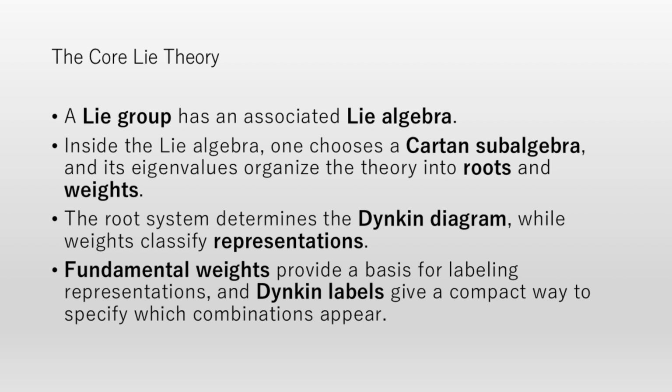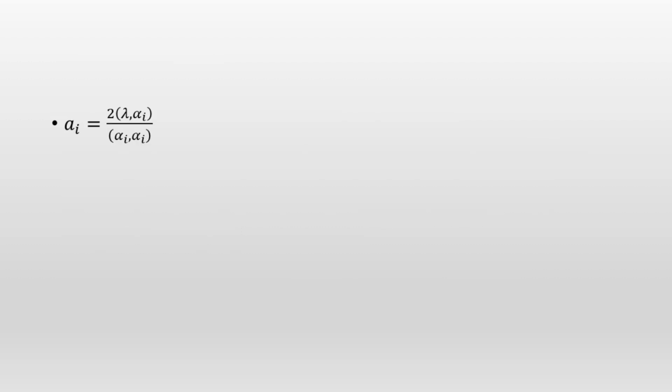At this point, one naturally asks, how do weights actually classify representations? The key idea is that every irreducible representation has a highest weight, usually denoted by lambda. Dynkin labels are obtained by comparing this highest weight with the simple roots, alpha, through an inner product. The numbers, a_i, become the Dynkin labels. This gives a practical bridge between geometry and representation theory.